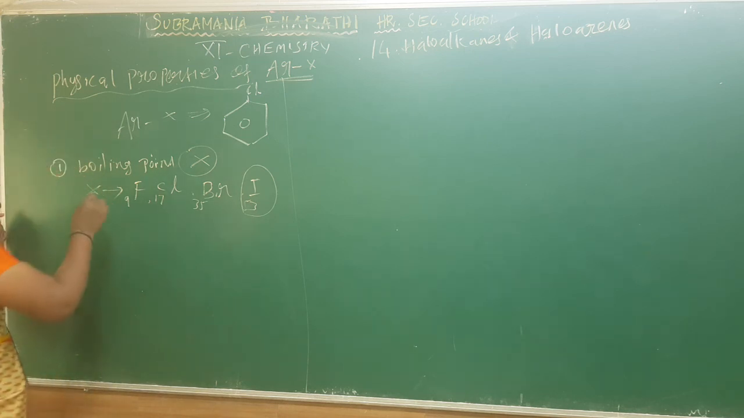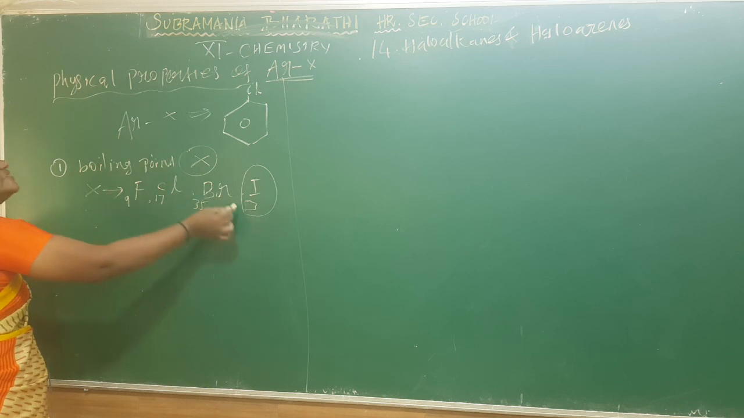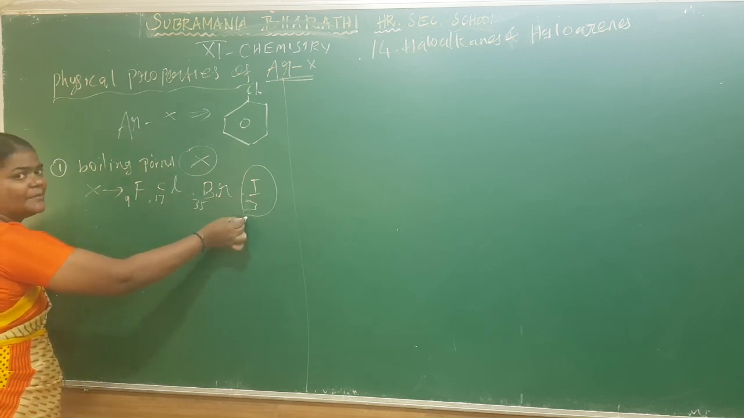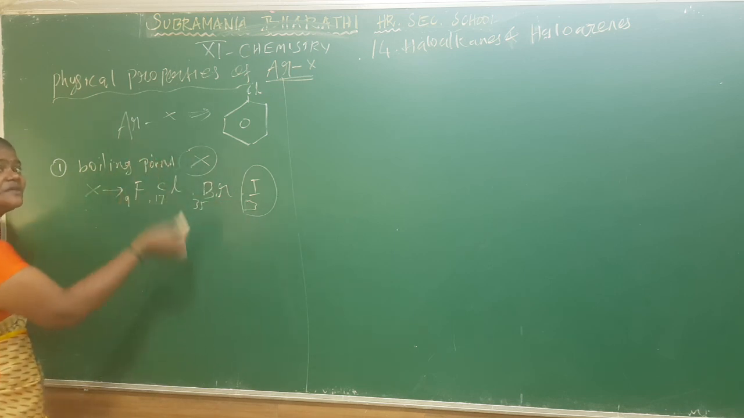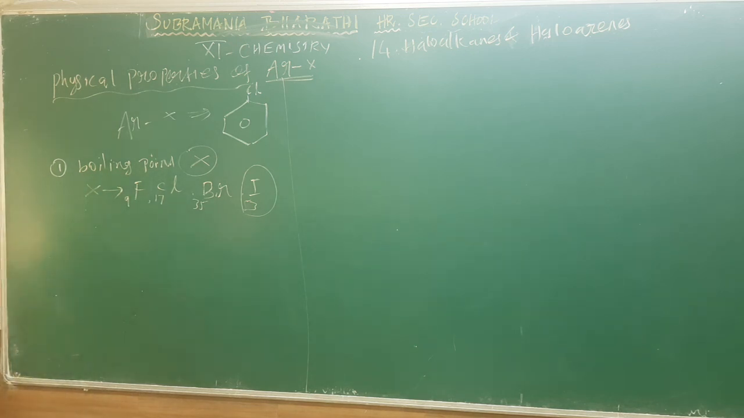So with these four halogens attached to a benzene ring, the element having the higher atomic number gives the molecule a higher boiling point. So let us see what the substituent groups are.